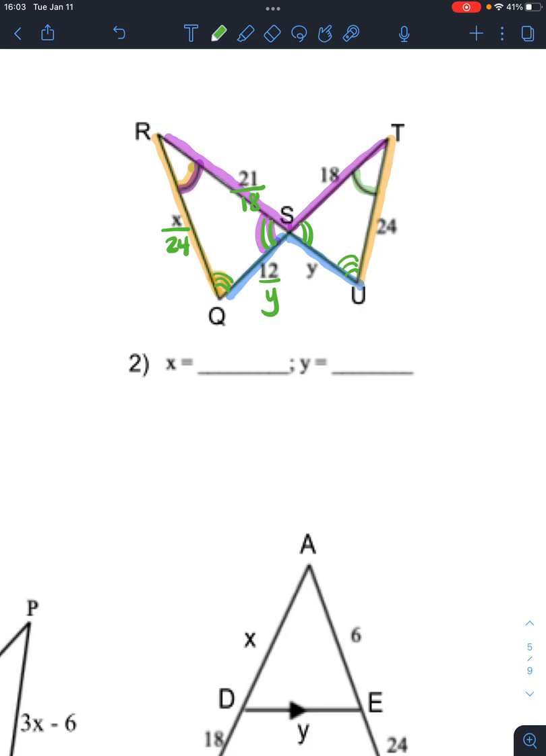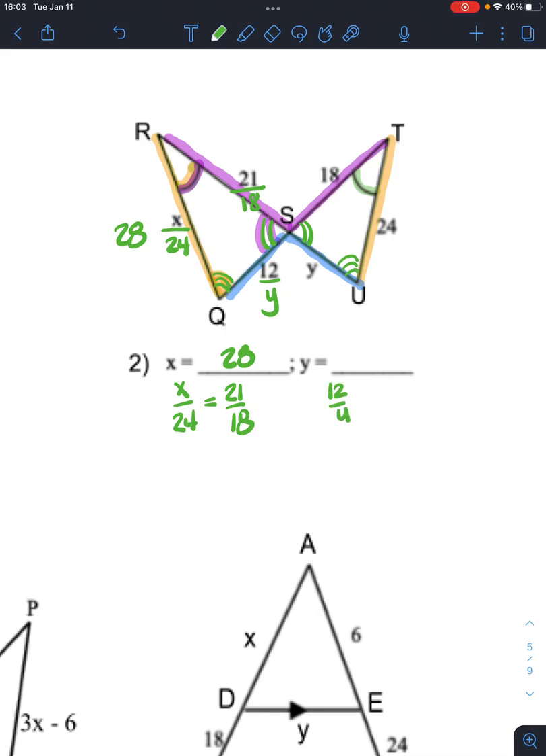Now, you go in and you set up your proportions. Again, you could find your scale factor with your 21 and 18. But I think it's easy, too, to set up proportions. X over 24 is equal to 21 over 18. So we have 24 times 21. Divide that by 18, and you get that X is 28, which makes sense. It does have to be bigger than 24.